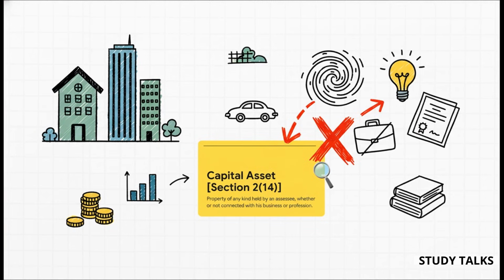Now, have a look at the definition from Section 2(14). It says a capital asset is property of any kind. I mean, just think about how incredibly broad that is. Your default setting in an exam should be that pretty much everything is a capital asset. Land, buildings, shares, patents, it's all covered. The real skill, where you score the marks, is knowing what's been specifically excluded.